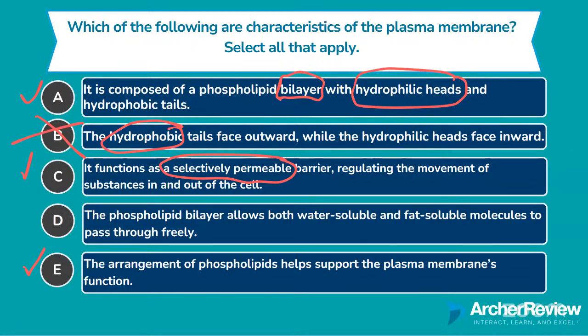D, the phospholipid bilayer allows both water-soluble and fat-soluble molecules to pass through freely. No, so basically because of these polar and non-polar components of the cell membrane, it's actually really hard for molecules to just pass through the cell membrane freely. Some do, but they're generally very small molecules and they don't have an excessive charge, and so they can kind of eke through. Most molecules have to go through proteins that are embedded in the membrane that act kind of like tunnels, allowing substances to pass through. So that makes that incorrect as well.